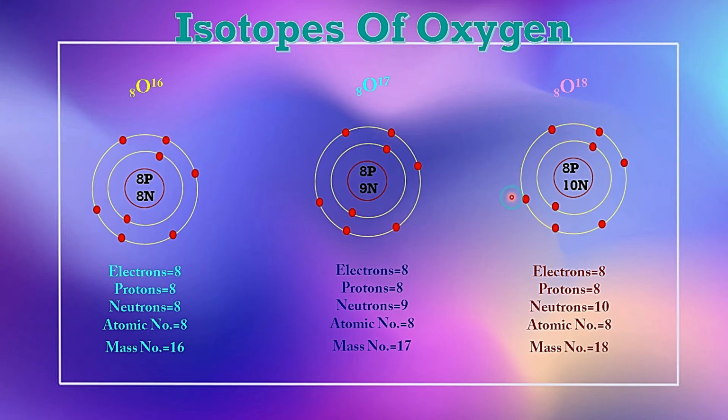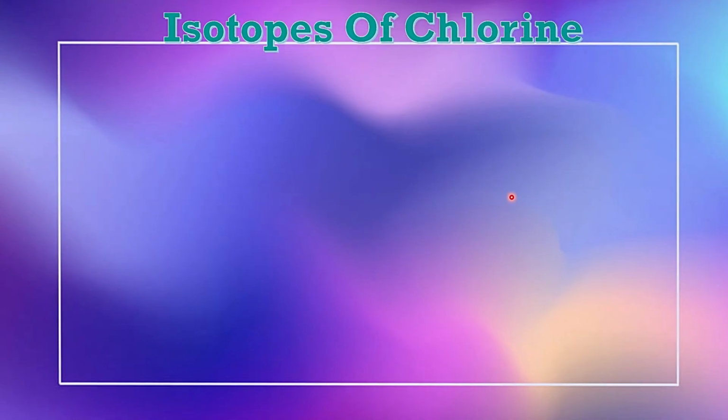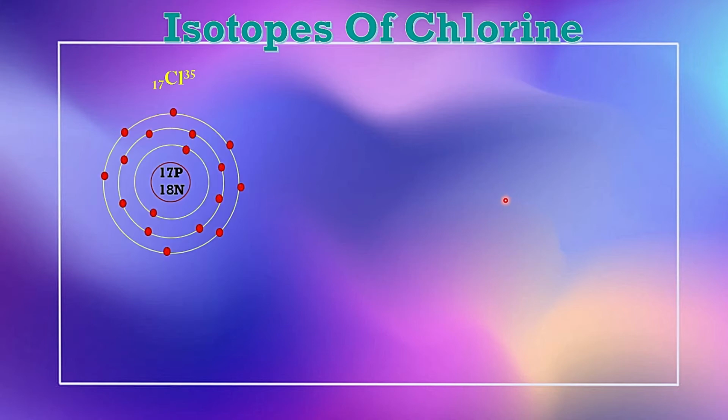Alright, now we will discuss isotopes of chlorine. Chlorine has only 2 isotopes. Only 2 isotopes of chlorine exist in nature. First one is chlorine-35, which is the common isotope. It contains 17 protons and 18 neutrons. Subatomic particles are like this: electrons 17, protons 17, neutrons 18, atomic number 17, and mass number is 35.